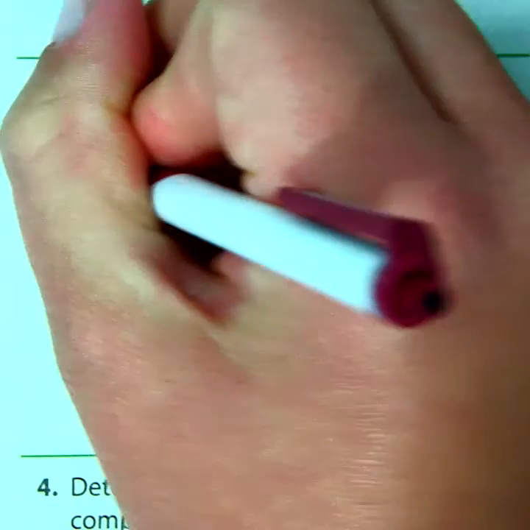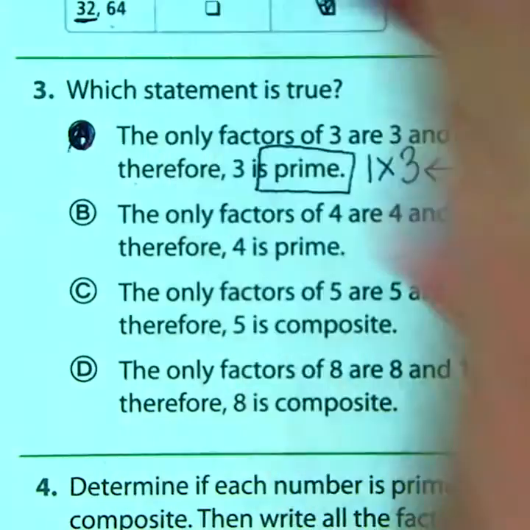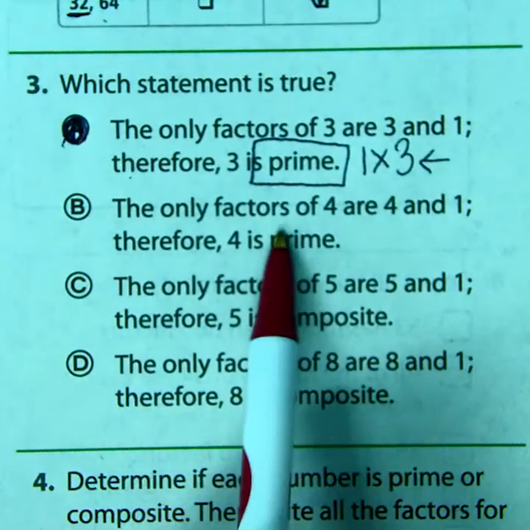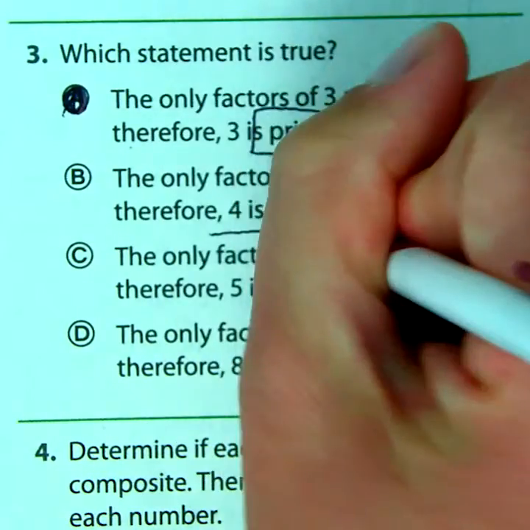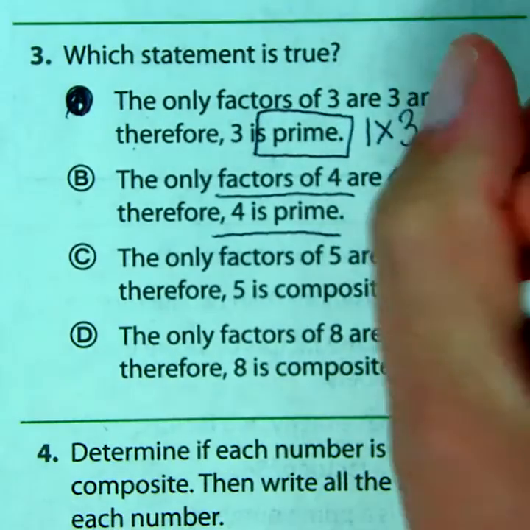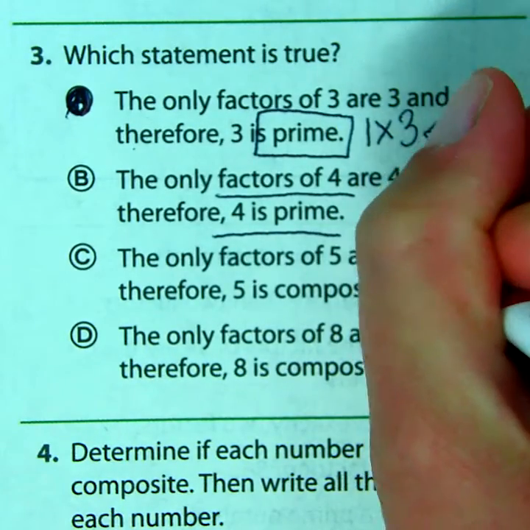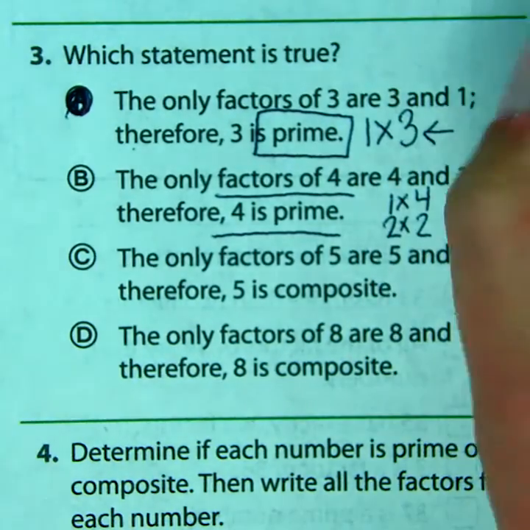I'm going to check the other answers just to make sure. Letter B, the only factors of 4 are 4 and 1. Therefore, 4 is prime. Well, I know I can multiply 1 times 4, but I can also multiply 2 times 2. So this is incorrect.